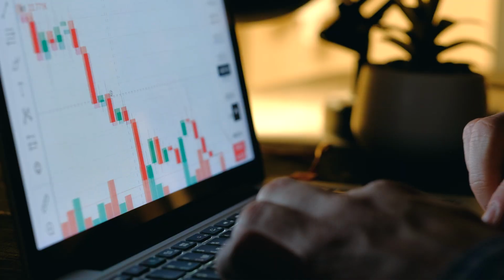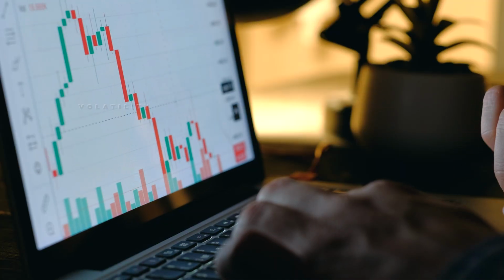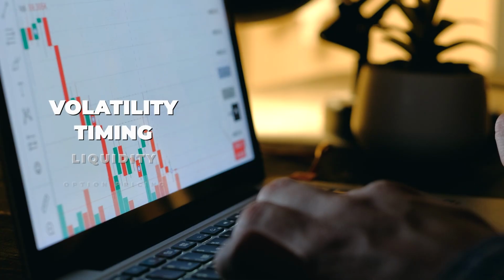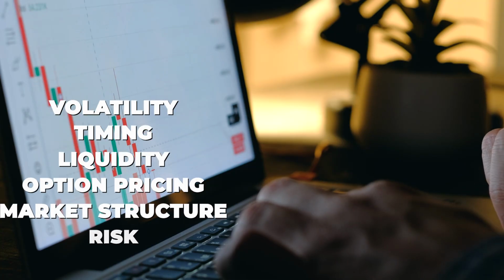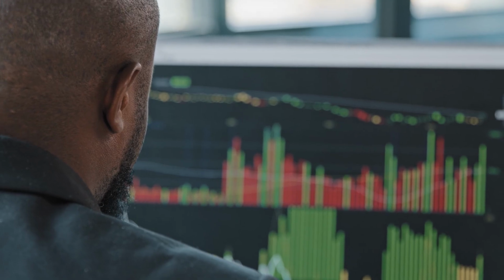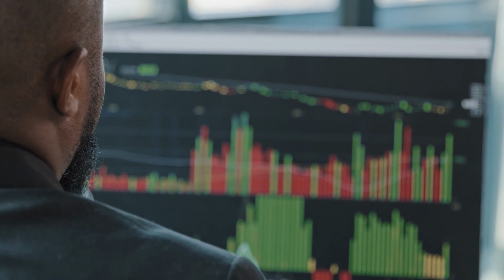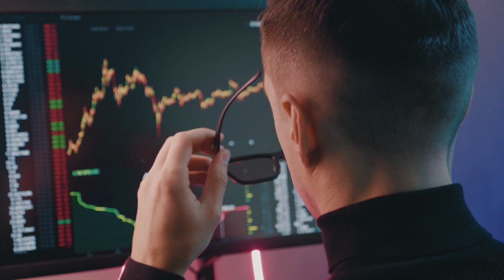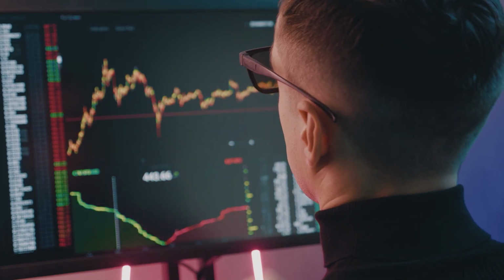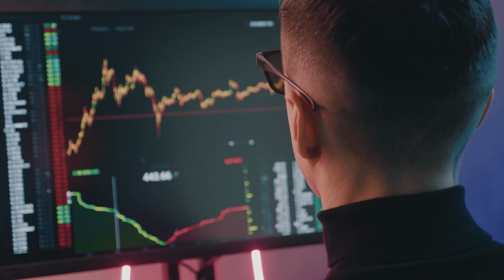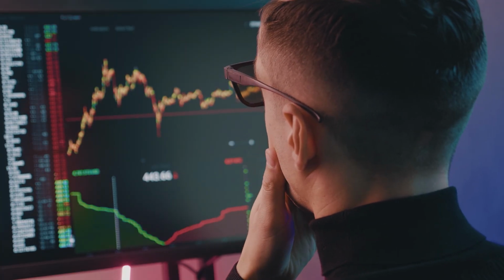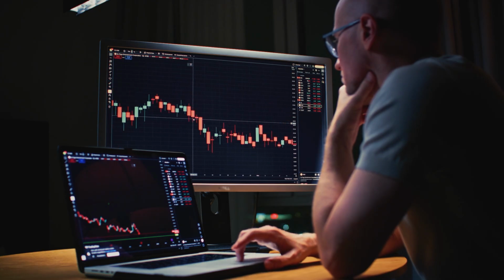Direction is only one part of the equation. You also have volatility, timing, liquidity, option pricing, market structure, and risk. With 0DTE options, all of those variables matter very quickly. So instead of asking, where is SPX going? I prefer asking, where do I have a favorable asymmetric setup? That's a completely different way of thinking.